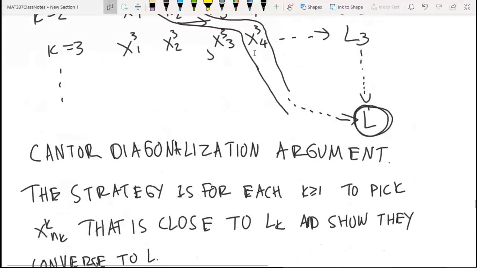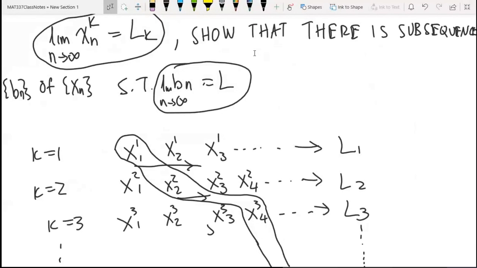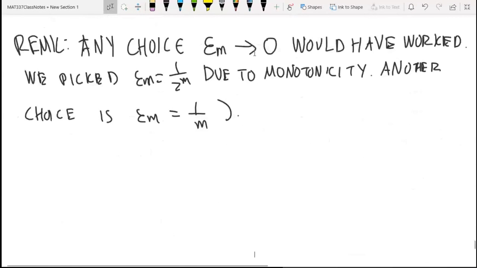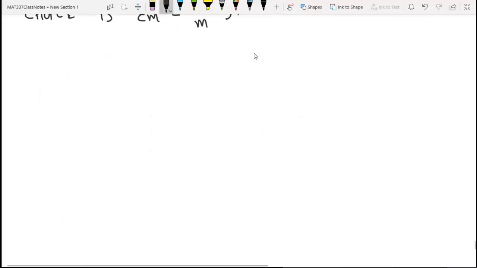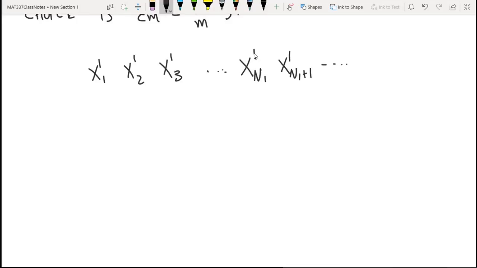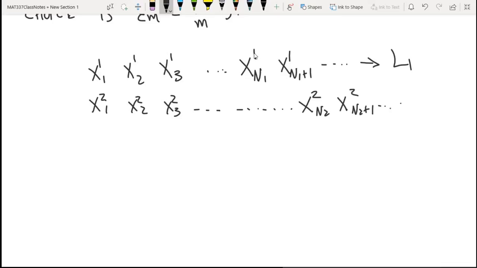Maybe I can go to the beginning. So, yeah, let me draw a picture again. So what happened? We had some subsequences. We had x11, x12, x13, and so on. It goes up to x1n1 plus 1, and it goes to L1. And same, but we pick it further to the right. And again, further to the right for the next guy.